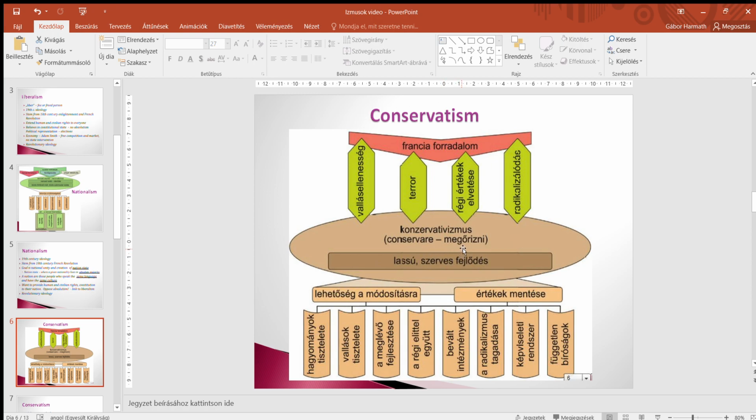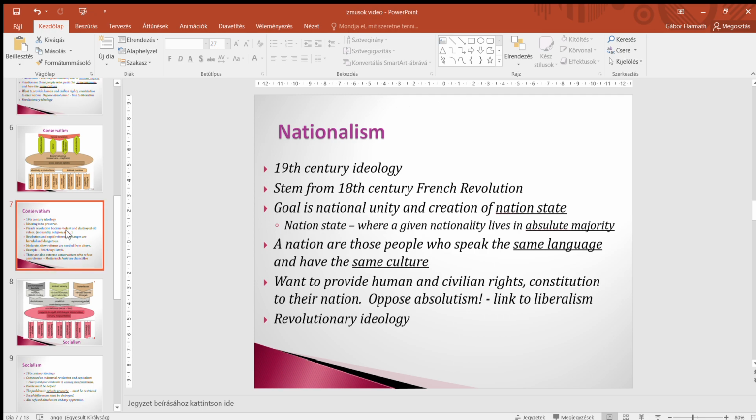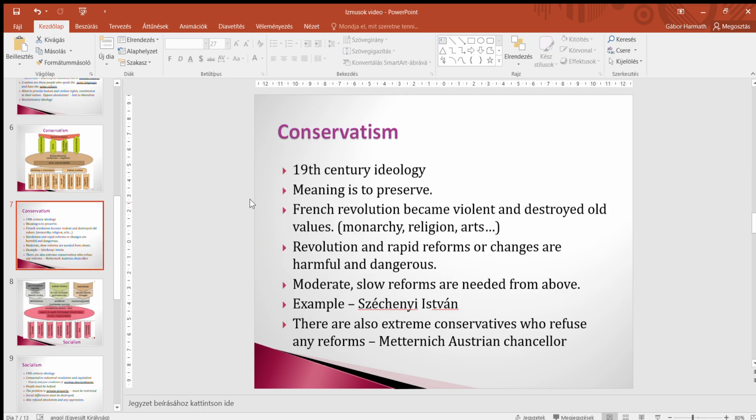So conservatism believes in preserving old values, and they believe in very slow but nice reforms. These are collected here. I don't go into details now, but here I collected important things. Again, sorry, wrong slide. Conservatism, 19th century, meaning to preserve. French Revolution, okay. I want you to remember that moderate, slow reforms are needed. A nice example is Széchenyi István in Hungarian history.